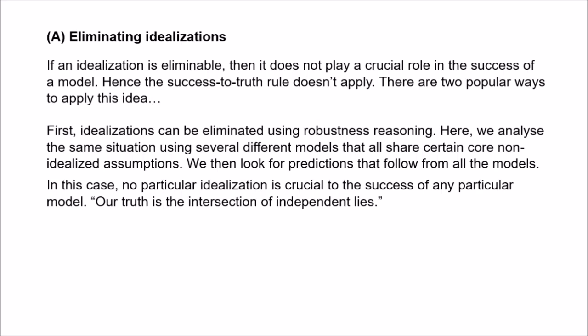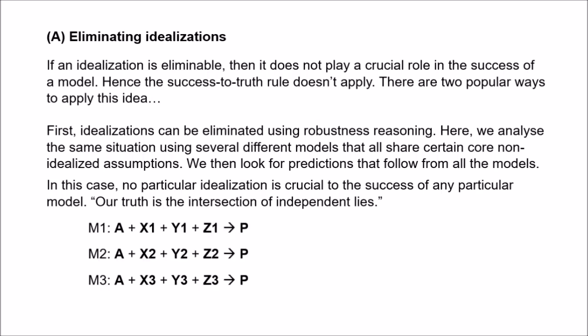The situation can be viewed schematically as follows. M1, M2 and M3 are models of some phenomenon. A is an assumption that is shared by all three models. X, Y and Z are idealizations that are unique to each model. So you see that each model has different falsehoods, right? X1 is different from X2, which is different from X3. Then P is a confirmed prediction. In this situation, A is robust over M1, M2 and M3.